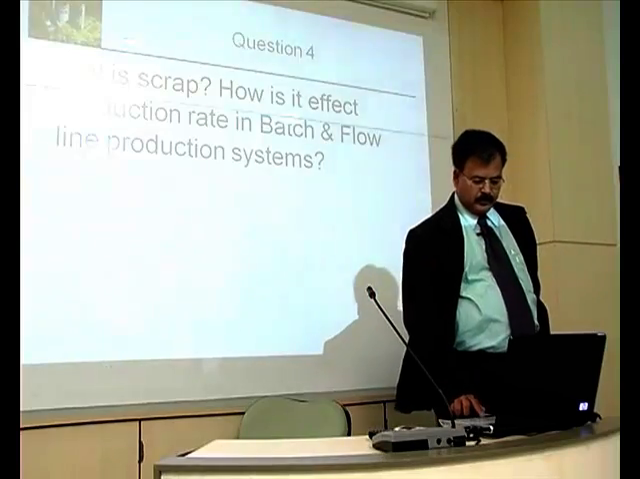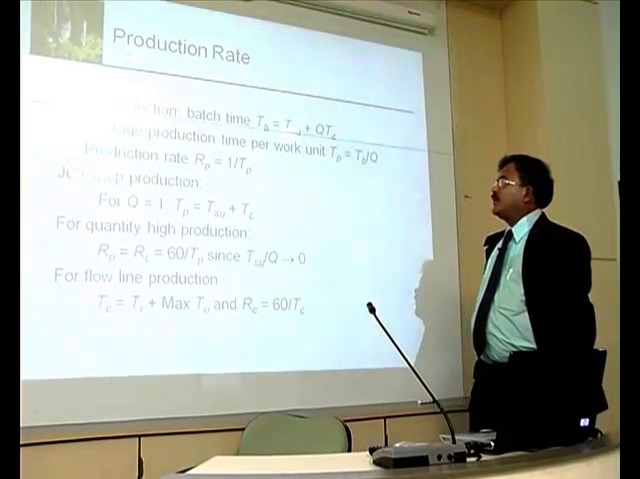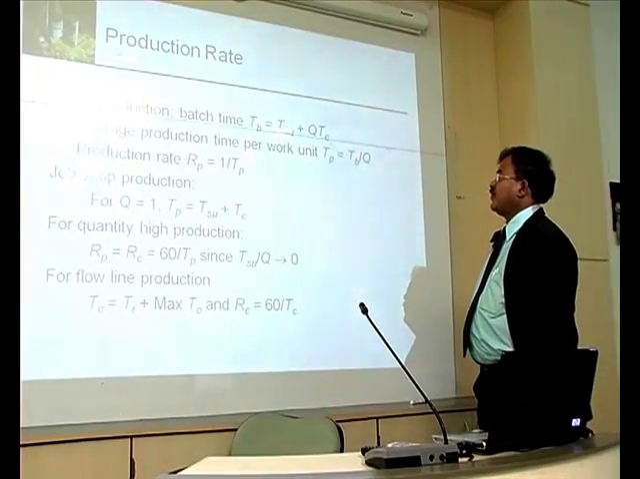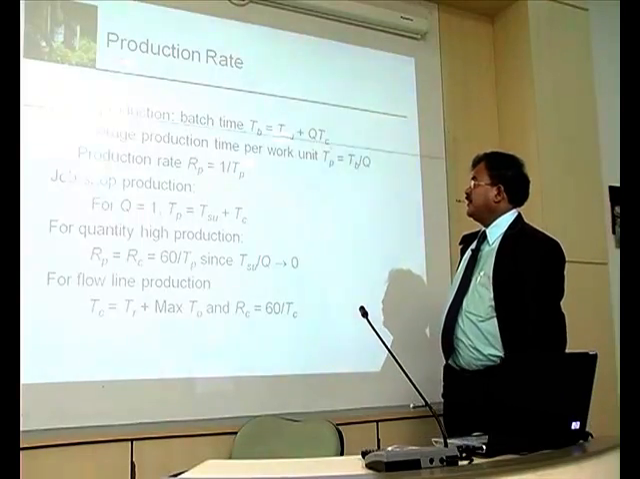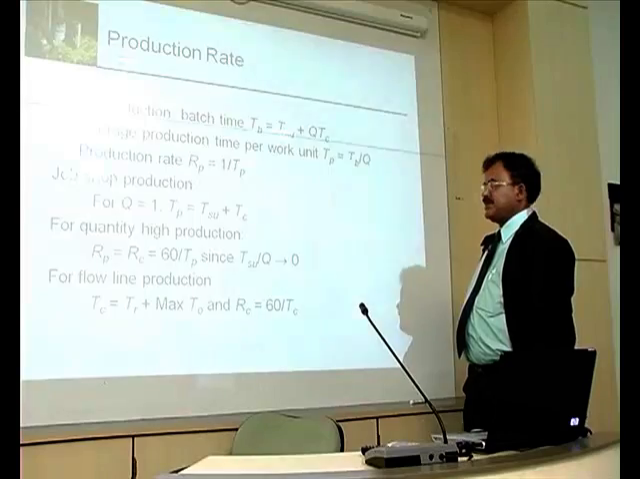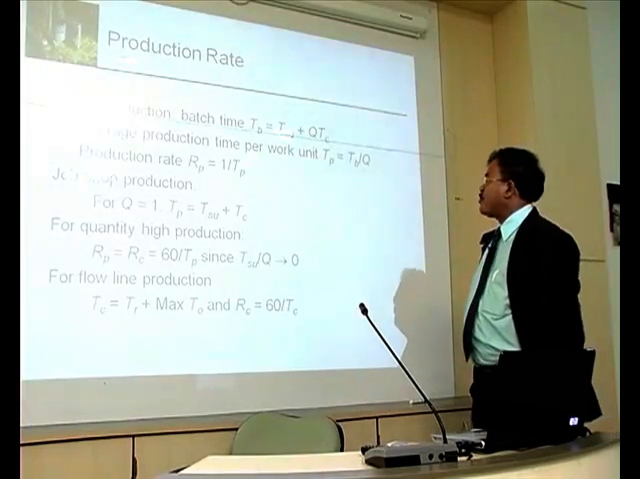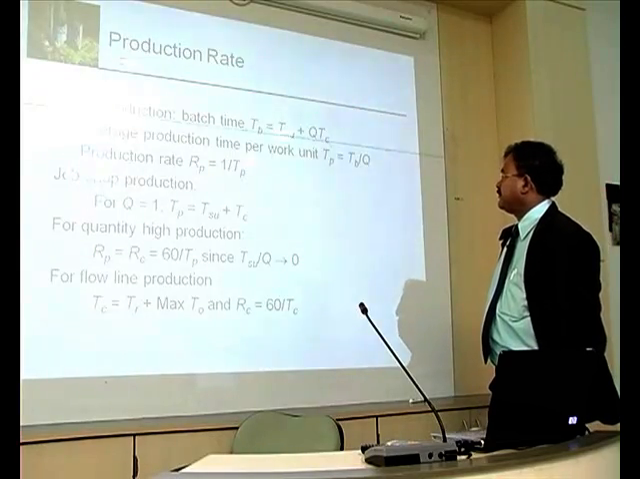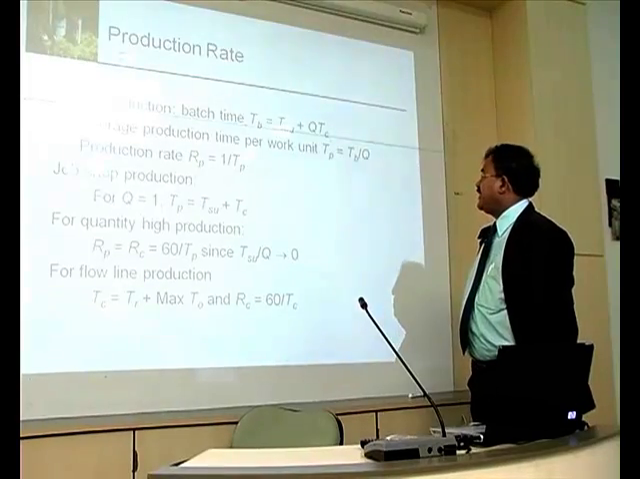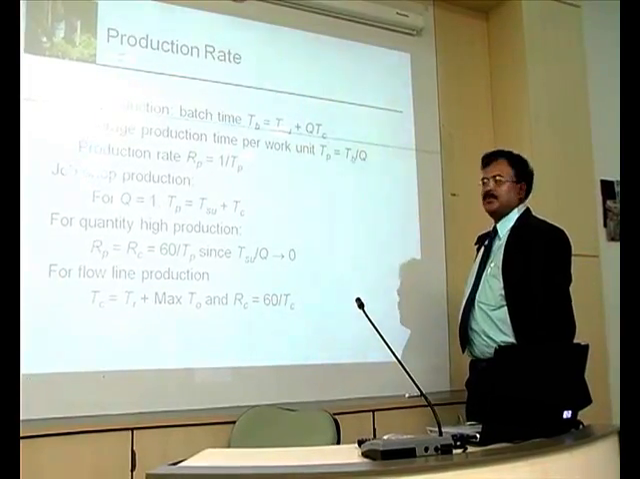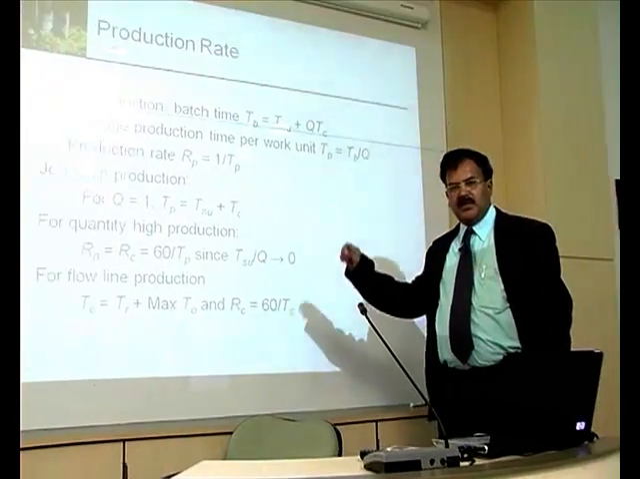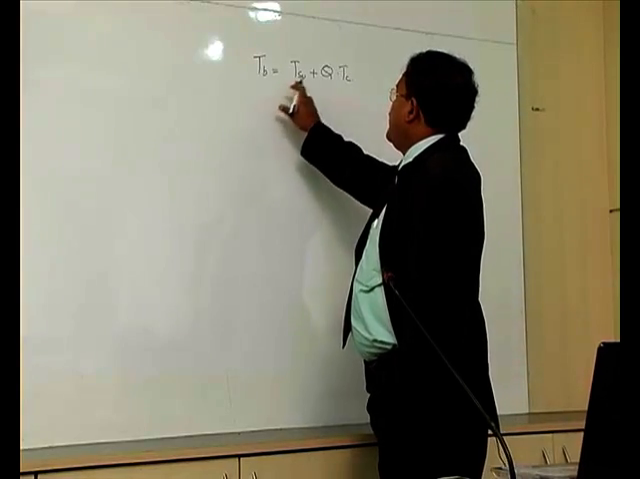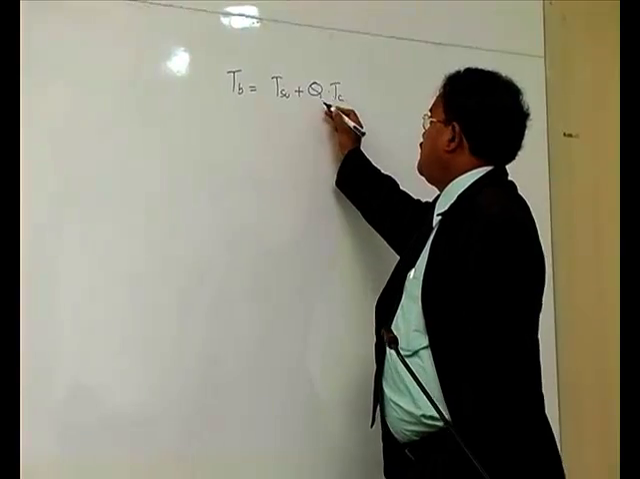For example, you take these equations. Already the equations have been discussed at large. In a batch production industry, the batch time TB is TSU plus QTC, where Q, capital Q, is the batch size. TC is the cycle time or the operation time on that particular machine. And the average production time per work unit is TP equal to TB by Q. So in this equation, batch time is equal to setup time plus the batch size multiplied by the cycle time.